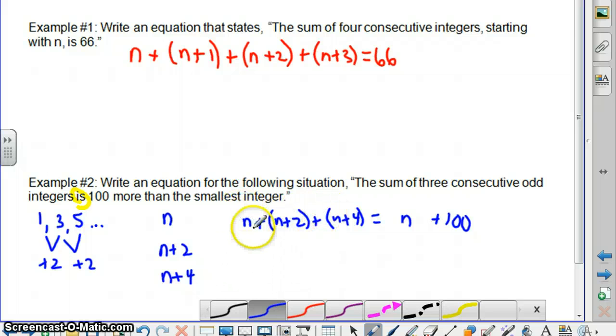If the first value here is odd, then these two numbers in the parentheses here, n plus 2 and n plus 4, will also be odd. If our first n here was even, then adding 2 and adding 4 would give us more evens. So don't be concerned that this isn't going to work because this is a plus 2 and a plus 4. It will actually work.